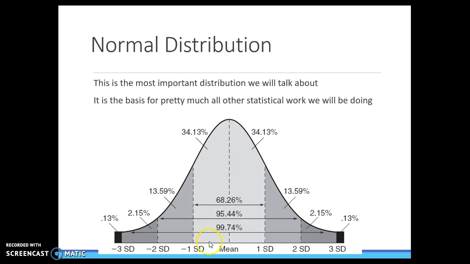Most of the information, most of the probability, the highest chance of things happening is between one standard deviation above and below. In fact, if it is a true normal distribution, about 68% of all outcomes are between 1 and -1 standard deviation from the mean. 95% fall within 2 standard deviations of the mean, and 99% fall within 3 standard deviations of the mean.